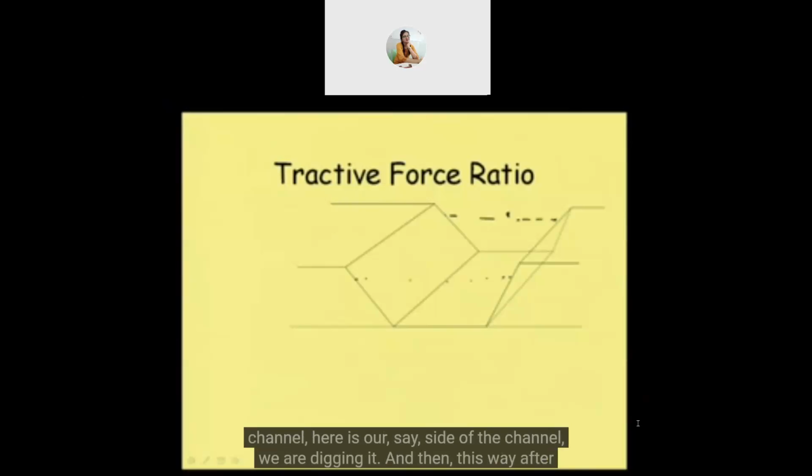We are digging it, and after digging it, we are making the channel. Now let us see that the side slope of this channel is, suppose, theta. Just to analyze, let us consider a small area, say A.